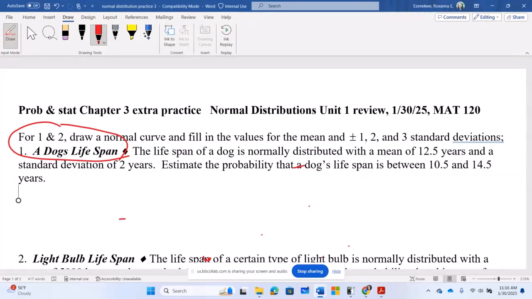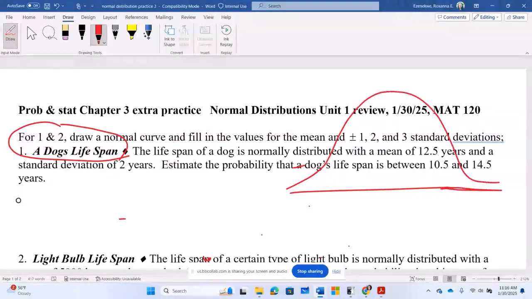Values for the mean, plus or minus 1 standard deviation, plus or minus 2 standard deviations, plus or minus 3 standard deviations. So I'm going to draw a normal curve to answer the question. All right, so draw a normal curve, and the mean and the median are equal in a normal curve. The mean lies at the line of symmetry.